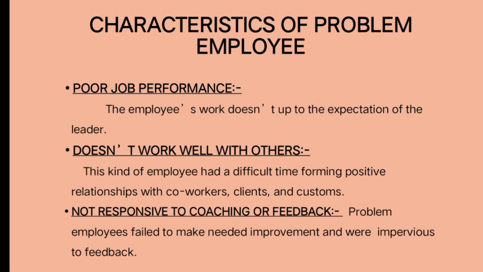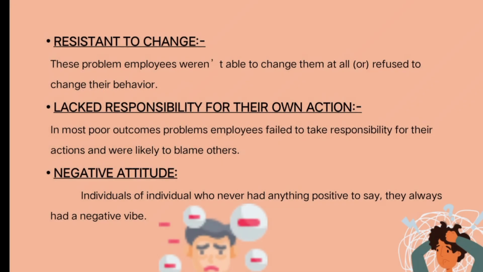For example, the patient is telling, I have pain in my knee, but the problem employee will not bother about whatever signs and symptoms they are telling. That is known as the characteristics of a problem employee. Next is resistant to change.